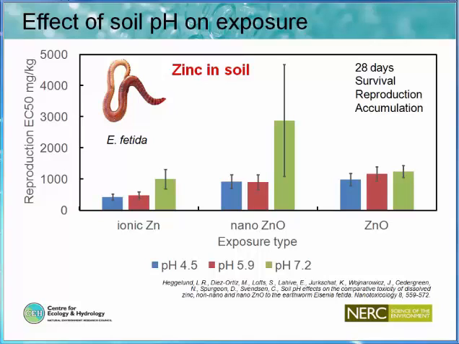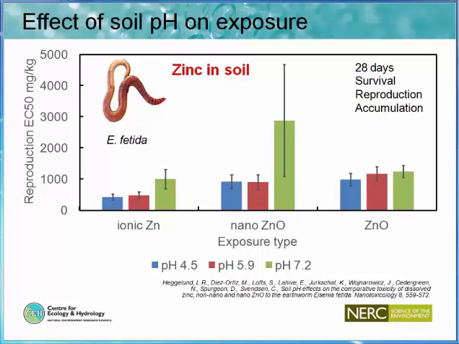So what these bars show you for each of those 3 forms of zinc and each of the 3 different pH soils is the concentration of zinc as spiked into the soil, which depresses earthworm reproduction by half. And we can immediately see that there looks to be a pH effect on the toxicity. There's certainly a pH effect on the toxicity of the ionic zinc, that's as we would expect. But we can also see some effects on the toxicity of the nano zinc oxide and the non-nano zinc oxide, which is over there on the right.